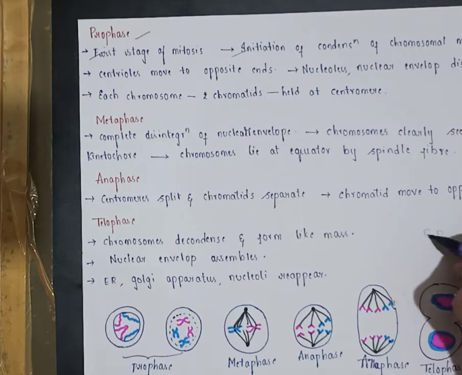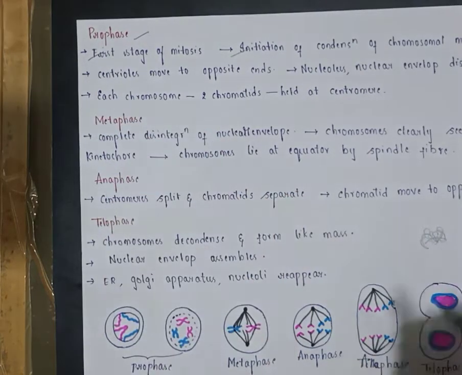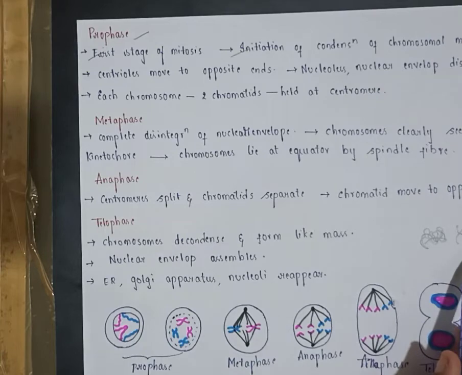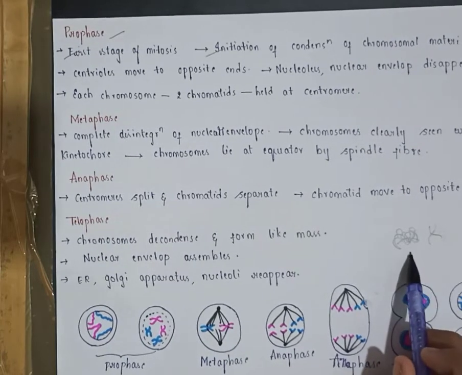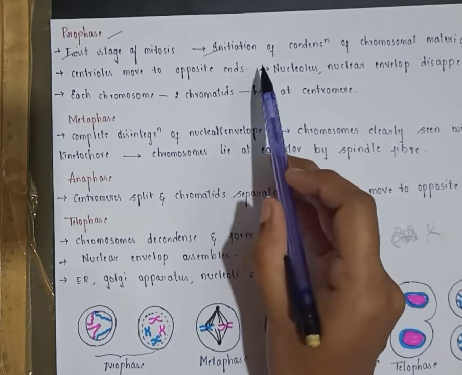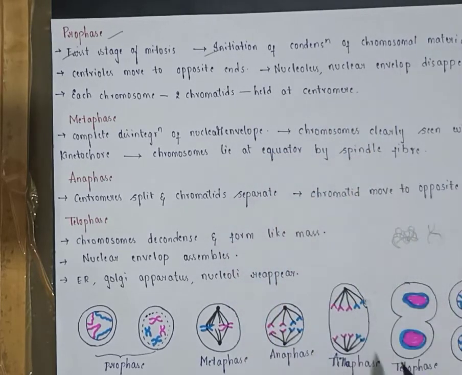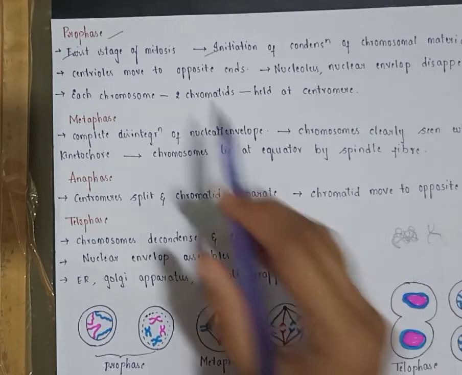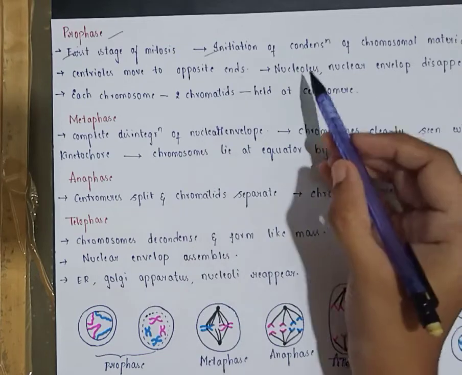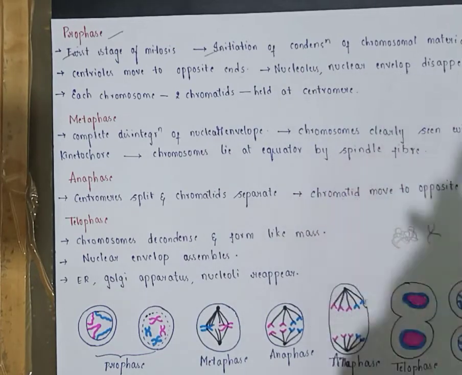So the genome is present like a network. During the prophase, the genome is condensed and looks like chromosomes. This is called condensation of chromosomes. The network-like genetic material is condensed in the form of a chromosome. Initiation of condensation of chromosomal material occurs during the prophase, and the centrioles move to opposite ends, and here the nucleolus and nuclear envelope disappear.